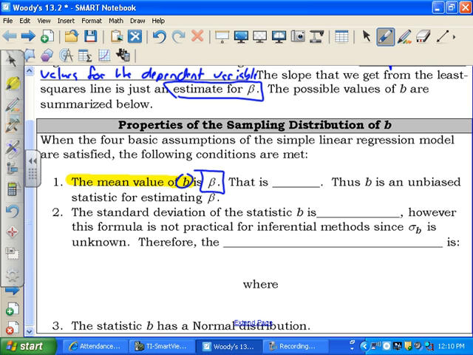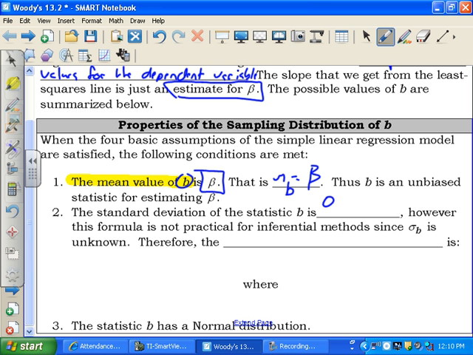And thus, the average of all of our samples of b would equal capital letter B. Thus, we have lowercase b is an unbiased statistic for estimating B. That's just words. You don't have to memorize it. Standard deviation of the statistic b. This should make sense for you.